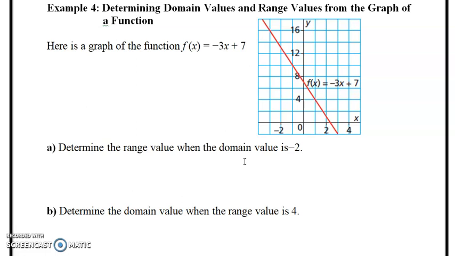A. Determine the range value when the domain is negative 2. There's a couple ways you could do this. Because we have the graph right in front of us, we can just go up and look at the value here, and we can see that it would be exactly 13 for x. But we can also substitute into our equation. So there's 2 ways, and I'll show both. Obviously, just looking at the coordinate.